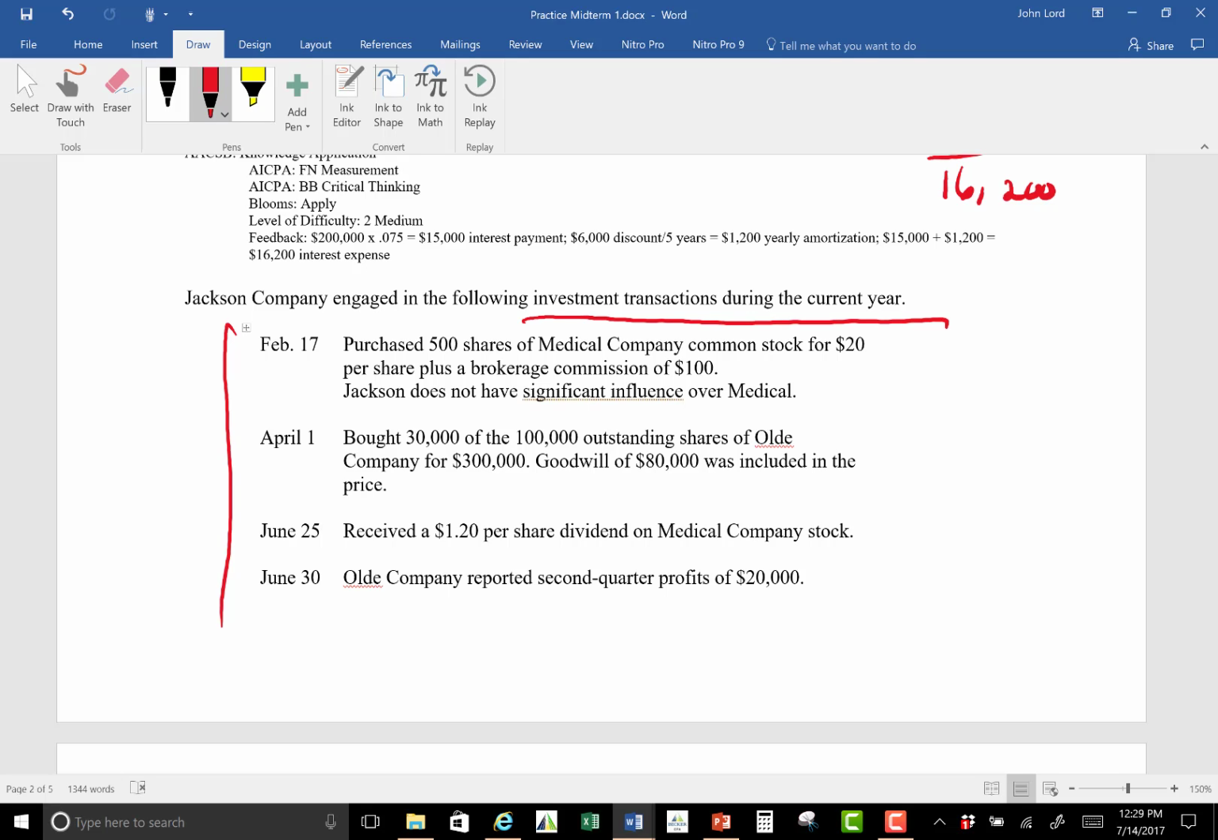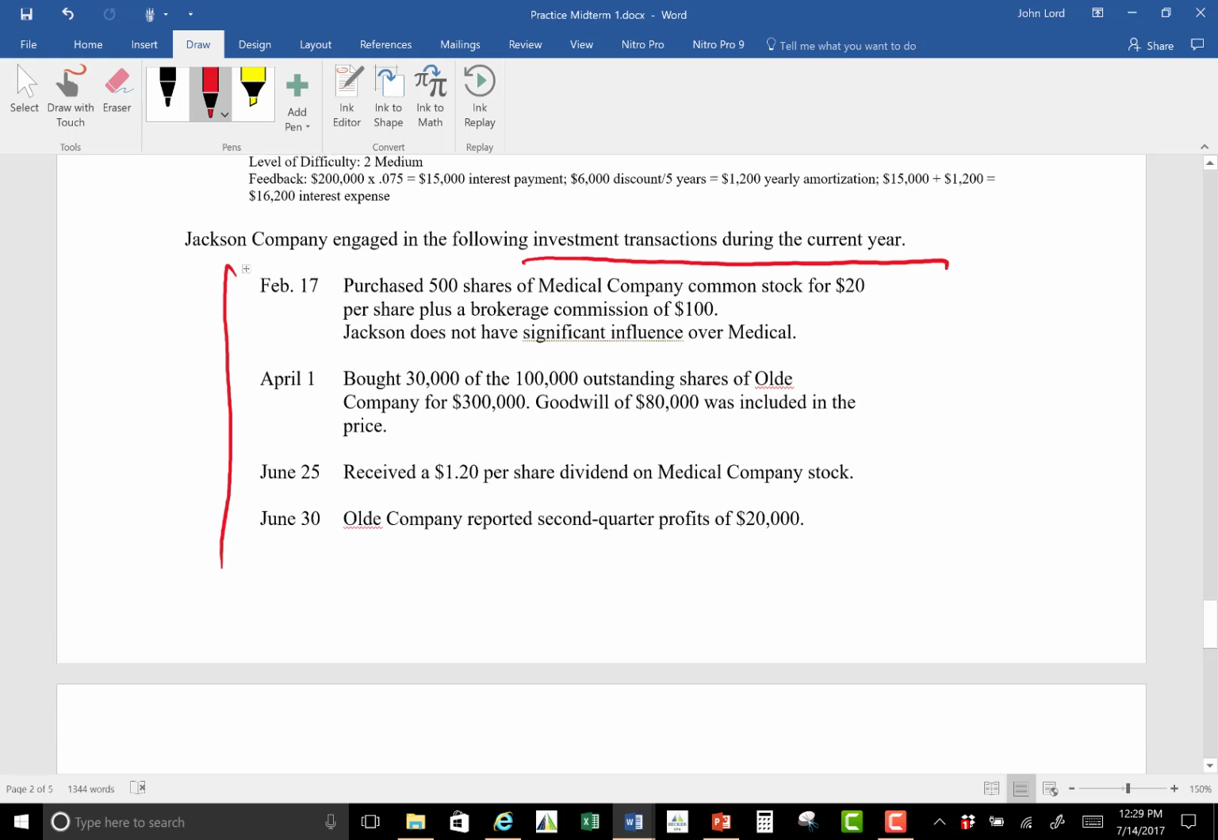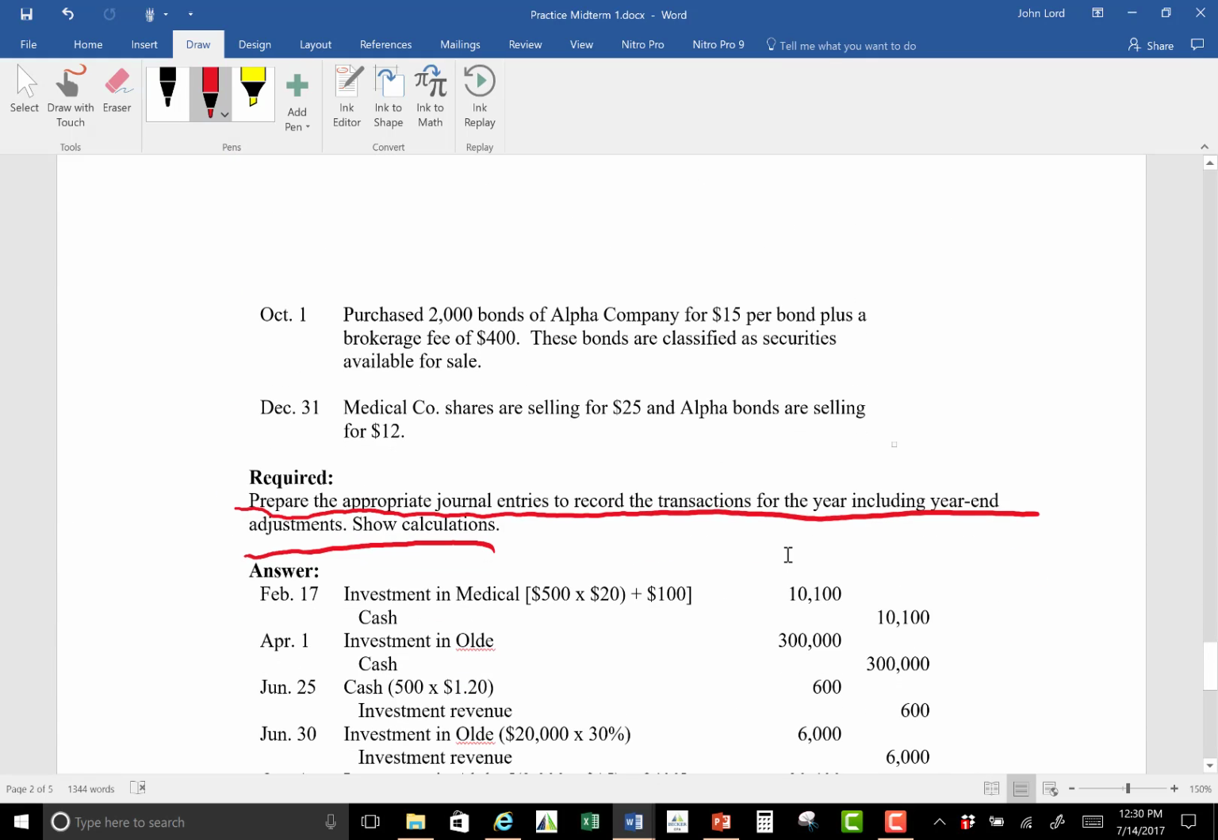Okay. So we look at that February 17th transaction, and that one's pretty easy. Other than the fact that we didn't talk about before, any transaction fees you have to pay are part of the cost of that investment. Anything you pay to secure an asset is part of the cost of that asset, right?